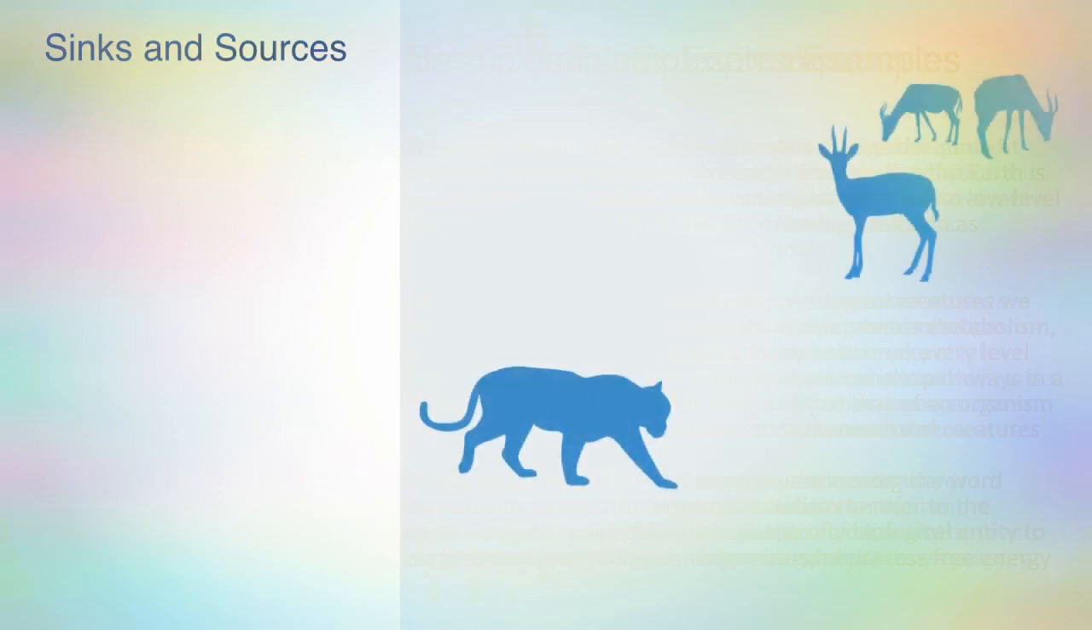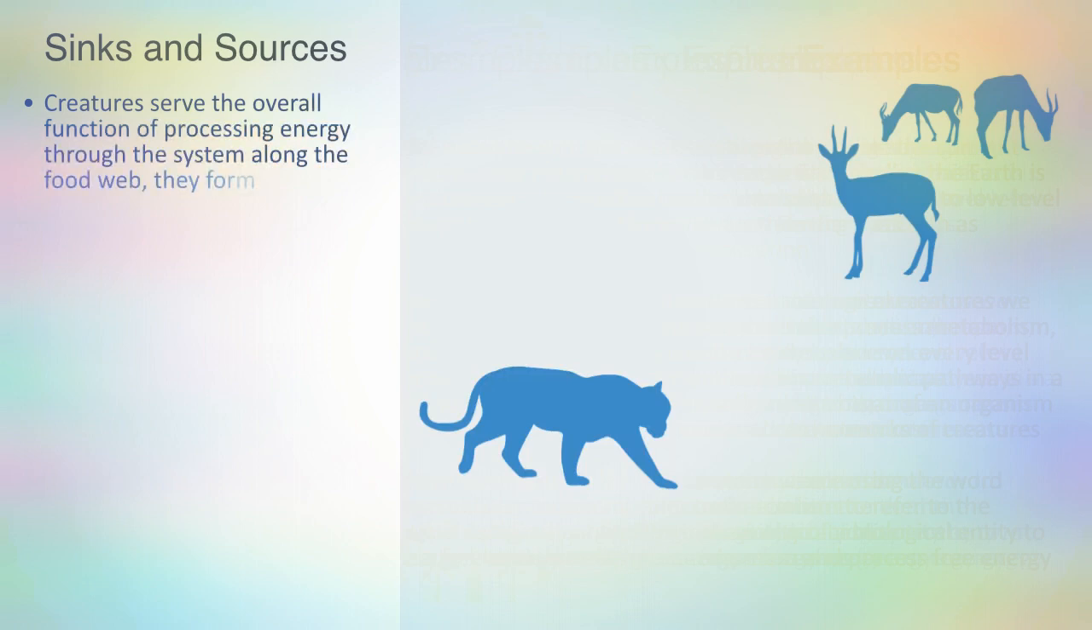All creatures have to intercept and process resources. In doing this, creatures serve the overall function of processing energy through the system along the food web. They form a network of nodes processing the system's inputs to its outputs. This process can be understood in terms of what are called sources and sinks.